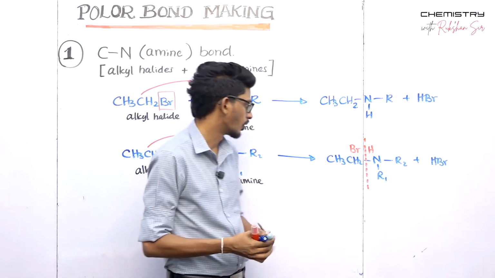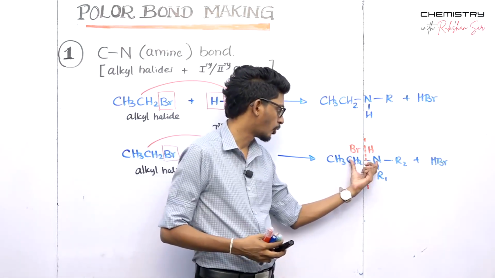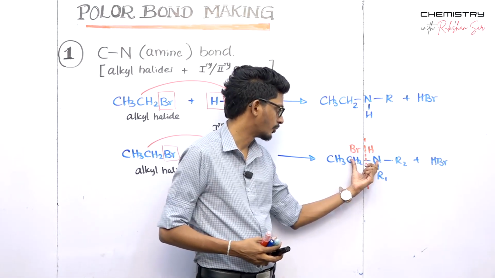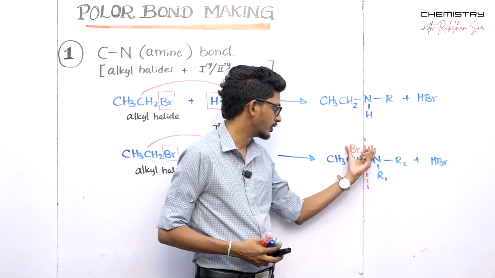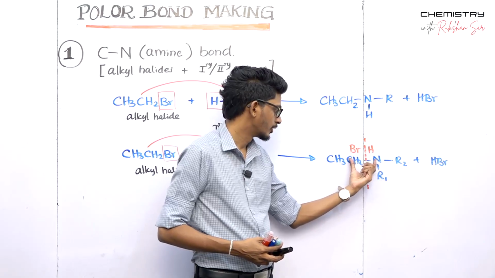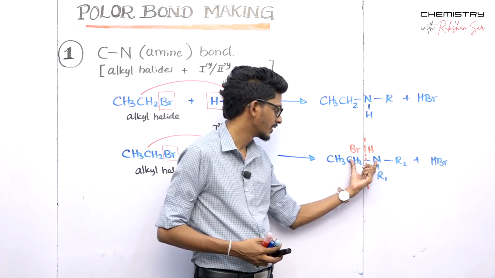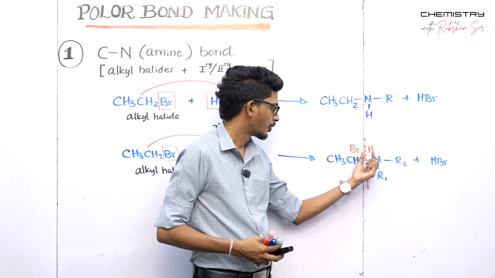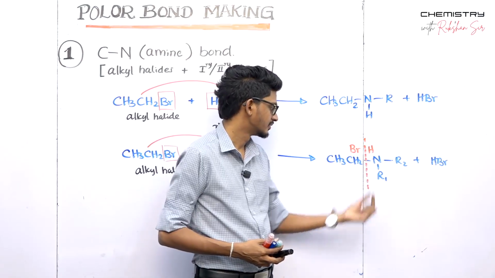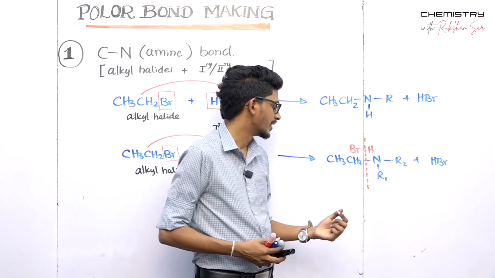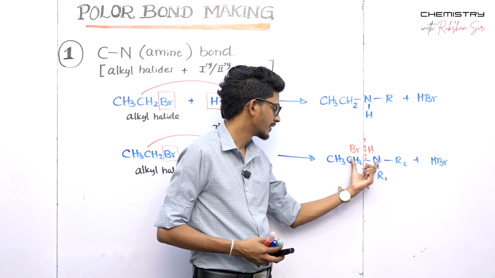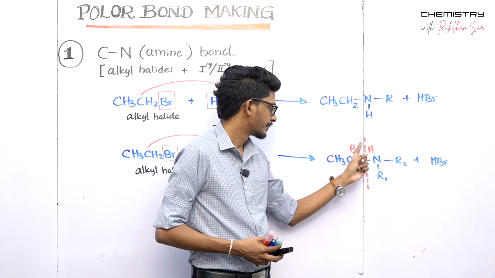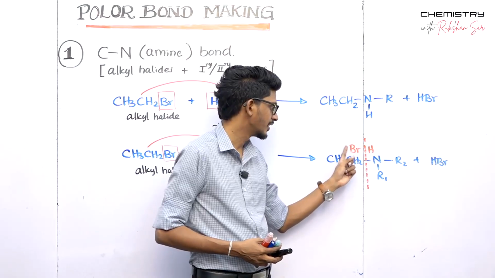So as this is a polar bond, the CN bond is a polar bond, in your smaller polar molecule, right? To the negative pole of the CN bond, put the positive pole, the hydrogen of the HBr, and to the positive pole of the CN bond, put the negative pole of the HBr.